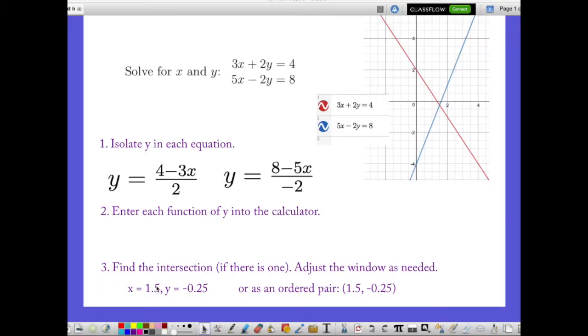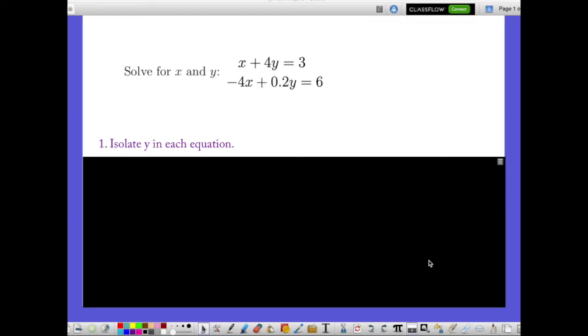There will be x equals 1.5, y equals -0.25, or we could put our answer as an ordered pair: the x coordinate comma the y coordinate. Okay, so both of these are acceptable ways to answer what the solution to this system is. Once again, a solution to a system is a value of x and a value of y that satisfy both equations. Or if you have more equations, it would satisfy all equations. All right, I'm going to give you another example to try by solving this system here for x and y.